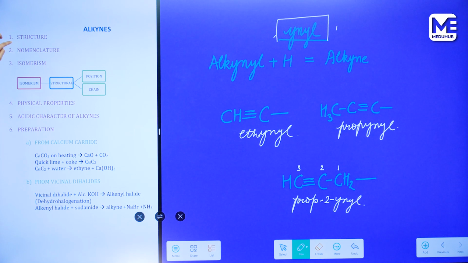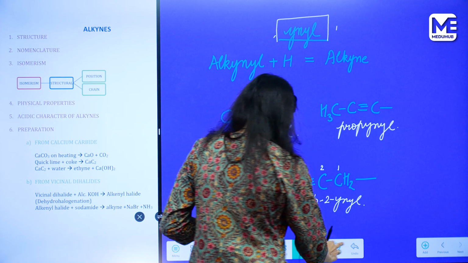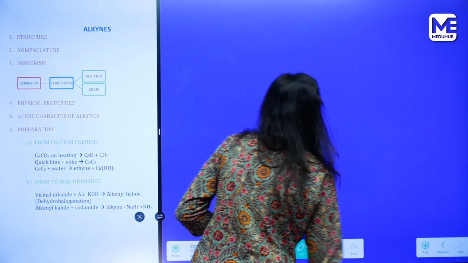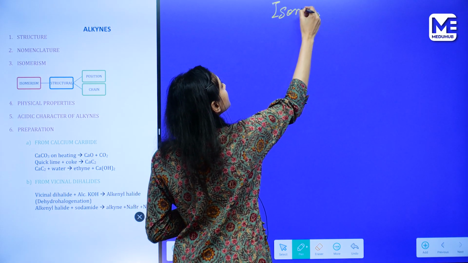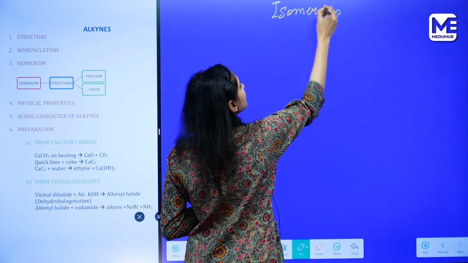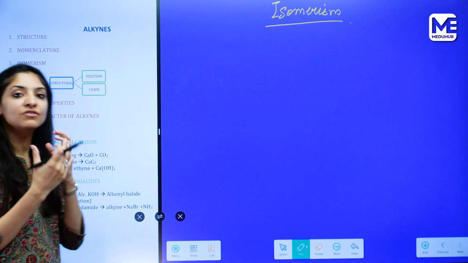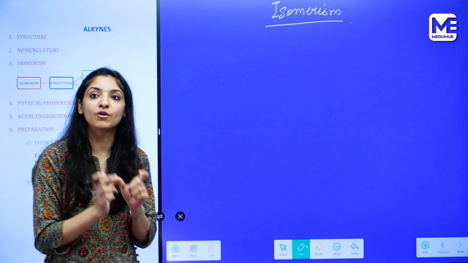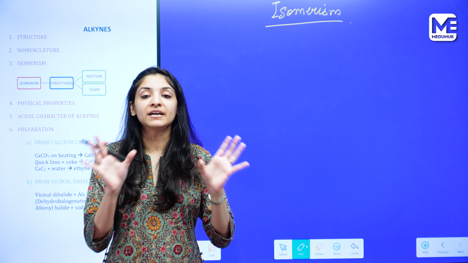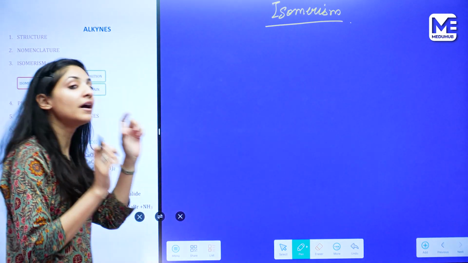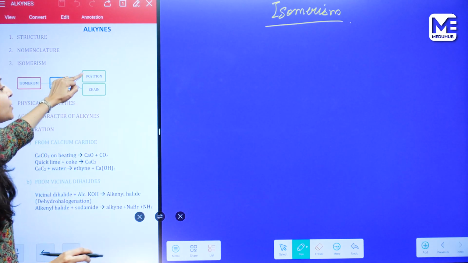We have spoken about structure and nomenclature. Let us see what isomerism is exhibited by alkynes. Isomerism. Alkynes show structural isomerism. In structural isomerism, the molecular formula of the compounds is the same. What differs is how the carbon atoms are arranged in the molecule. The arrangement of the atoms differs. So there are two types of structural isomerism. One is position, one is chain.